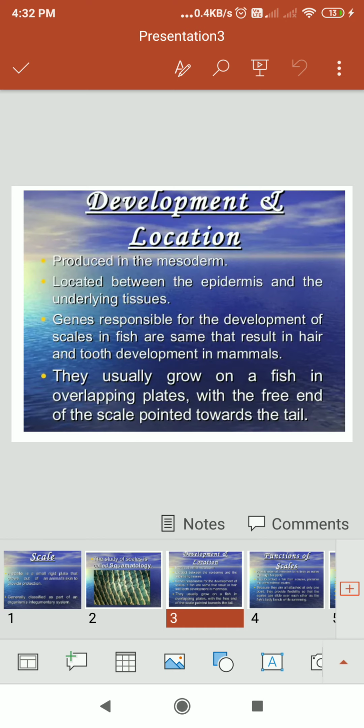So regarding the development and location of the scale, it is produced in the mesoderm, located between the epidermis and the underlying tissues. The genes responsible for the development of scales in fish are the same genes that result in hair and tooth development in mammals. They usually grow on a fish in overlapping plates with the free end of the scale pointed towards the tail.